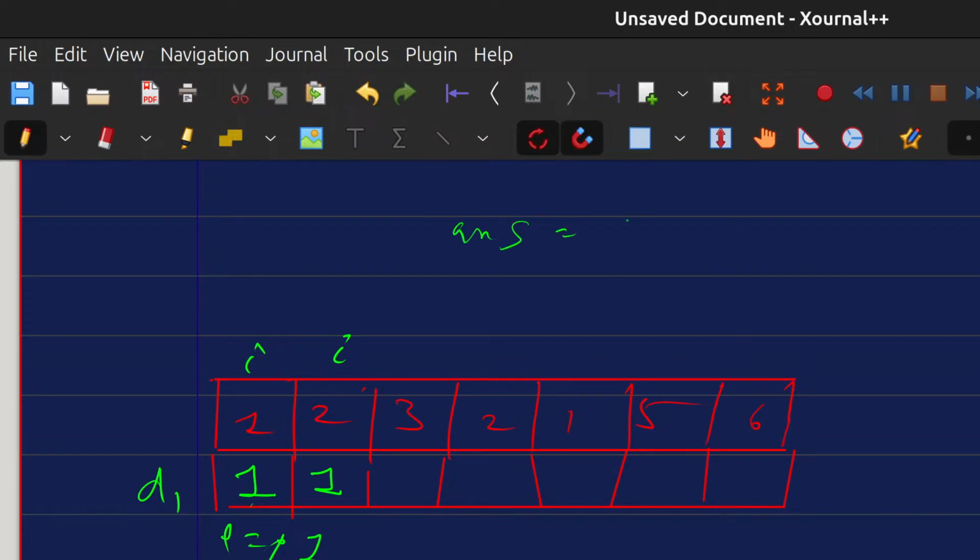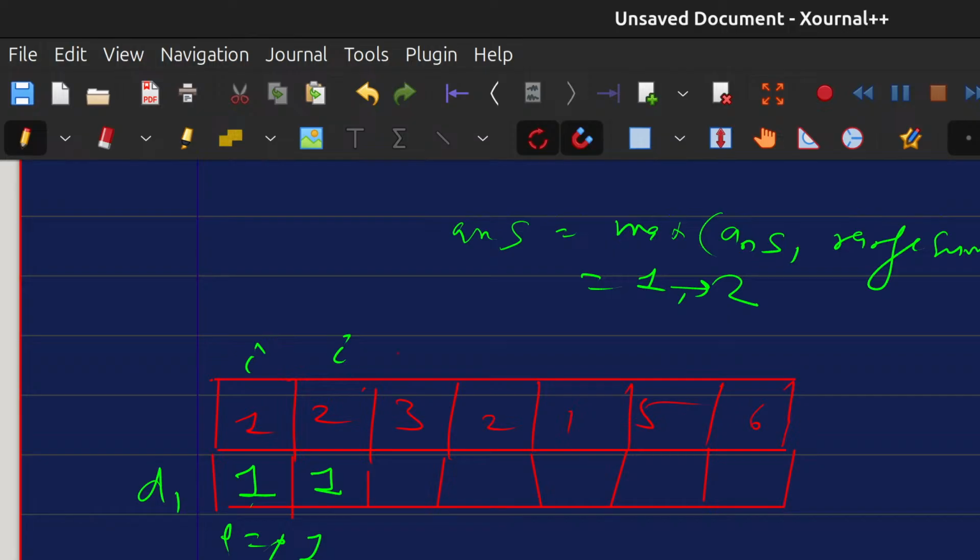Answer is equal to max of answer comma range sum of left comma right. What are left and right? Which is 1 and 1. So the answer was 1 right now, so now it will become 2. Okay. Now let's move I from here.